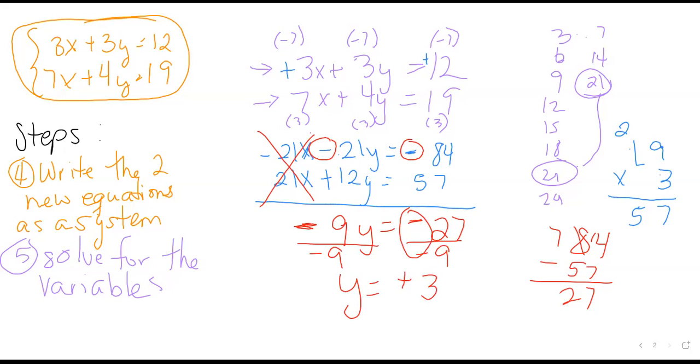Now my step is really my last step. Step number 6. Yellow is not a good color. So step number 6 is now we're going to solve for the other variables.